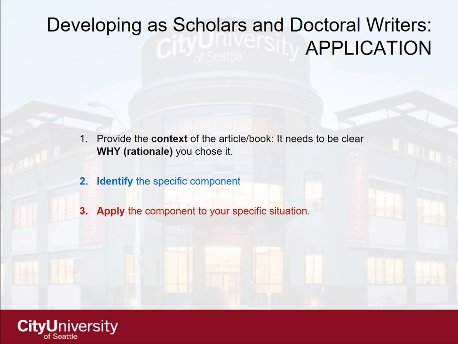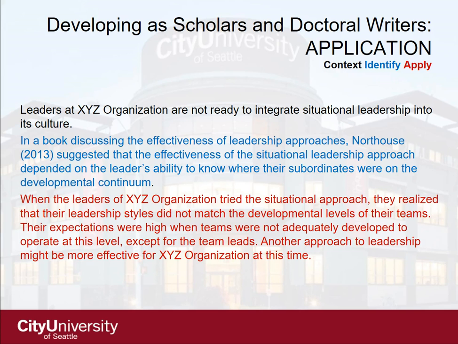So the first step you do in application is provide the context of the article or book. It needs to be clear why you chose it. That's the rationale. So you're going to identify the specific component and then apply the component to your specific situation. 3 steps. The why is going to be critical because you want to provide rationale why you're including it. Okay, so here's an example. Context, identify, and apply. So provide the context, identify, and then apply it.